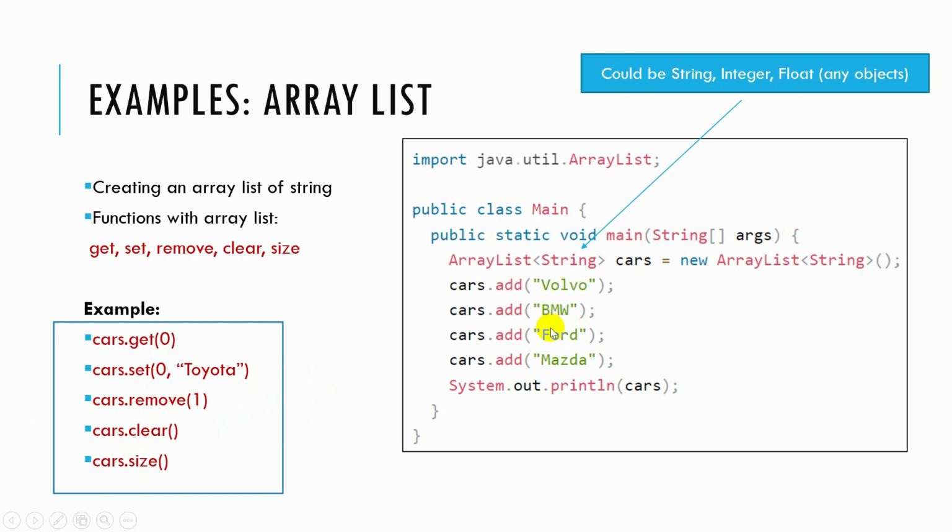Currently, how many elements are there? For example, we add 4 times. So if we use cars.size, we will get 4, right? There are 4 elements in the list right now. So here's an example. You create a list. You add data to this variable with cars.add, add data one by one, and then print it out.